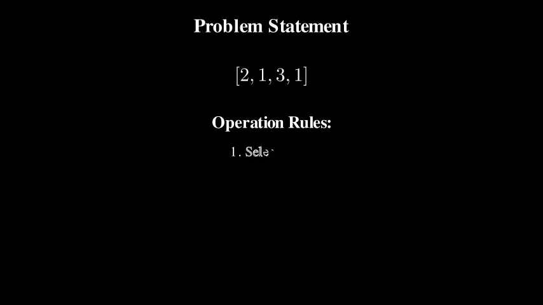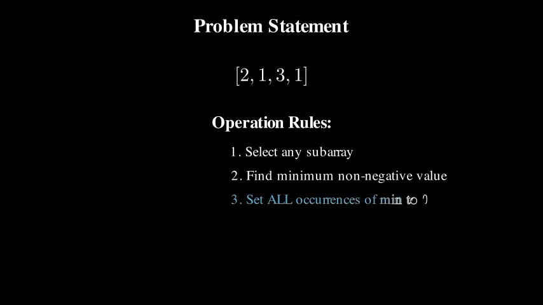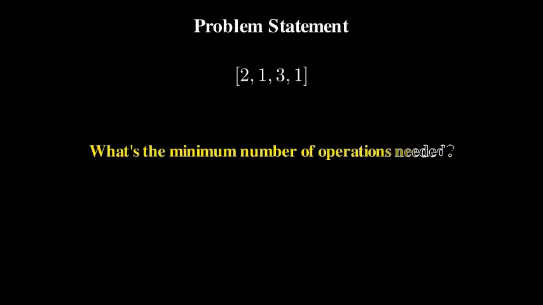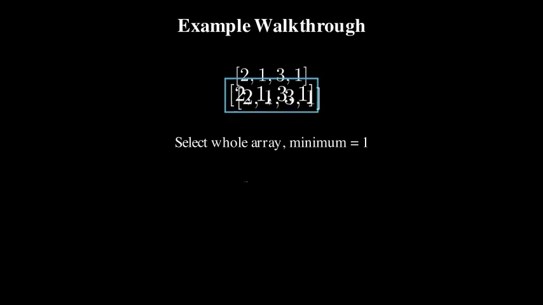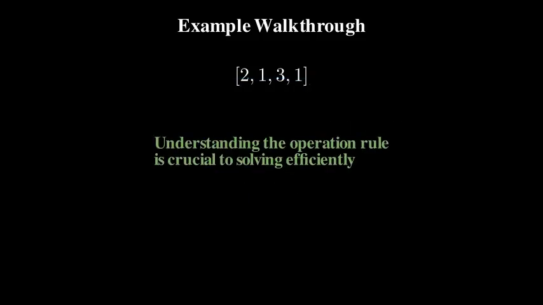You select any subarray, find the minimum non-negative value within that subarray, and set all occurrences of that minimum to zero throughout the subarray. The question asks, what's the minimum number of operations needed? For example, if you have array 2, 1, 3, 1, you could select the whole array, find minimum 1, and zero out both ones. Understanding this operation rule is crucial to solving the problem efficiently.